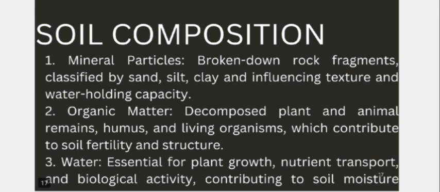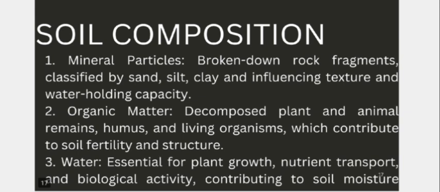These tiny pieces come in different sizes. Big ones are like sand you see at the beach. Medium ones are called silt, and the smallest ones are clay, which feels sticky when wet. These broken down rocks make up most of the soil and provide the basic building blocks and some of the nutrients that plants need to grow.